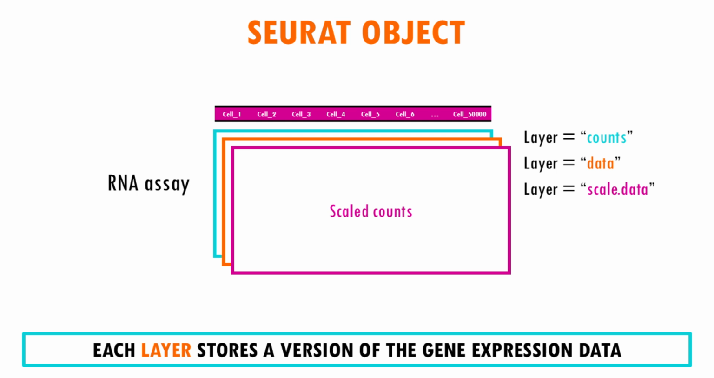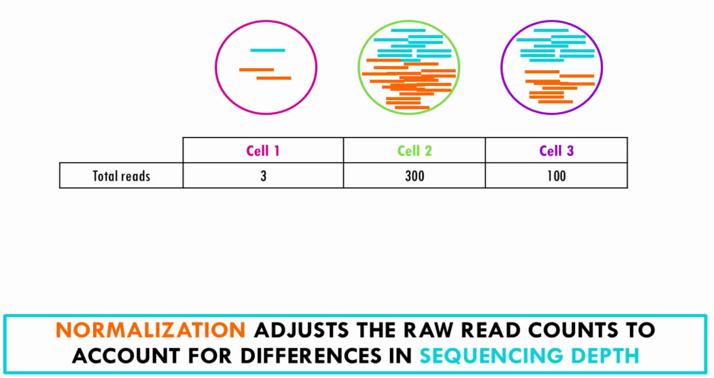I'll give you two examples. One of the key steps in data preprocessing involves normalizing our data. Normalization is the process of adjusting the raw read counts to account for differences in sequencing depth, that is the total number of reads per cell, and other technical factors. And this ensures that the expression levels are comparable across all cells. This is important because in single-cell RNA-seq, different cells often have different numbers of reads due to various factors like the cell size, sequencing efficiency, or differences in the amount of RNA present in each cell.